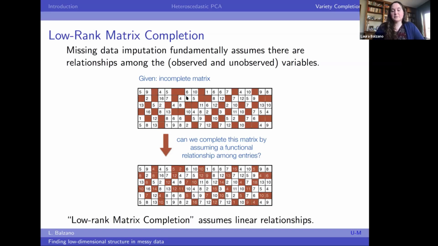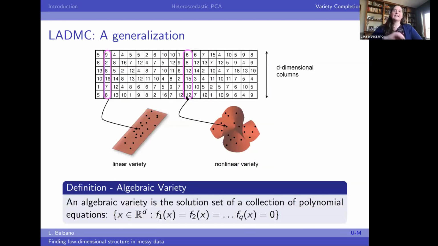So low rank matrix completion is now more than 10 years old and has assumed that your underlying matrix has a linear structure that I mentioned before. And the generalization that we considered was where each column of your data matrix, instead of lying on a low dimensional linear variety, lies on a nonlinear variety. So the definition of an algebraic variety is just the solution of a set of polynomial equations, okay? Certainly if those equations are linear, then you get a subspace or a linear variety, but this is then a generalization to the nonlinear setting, okay?